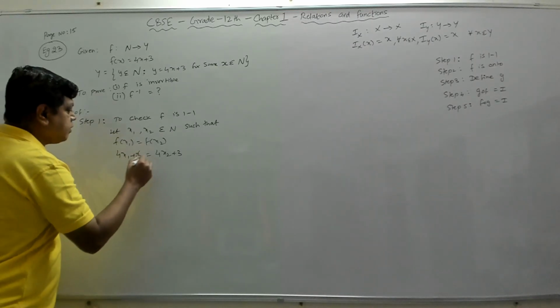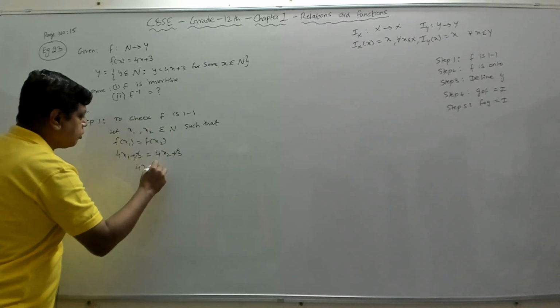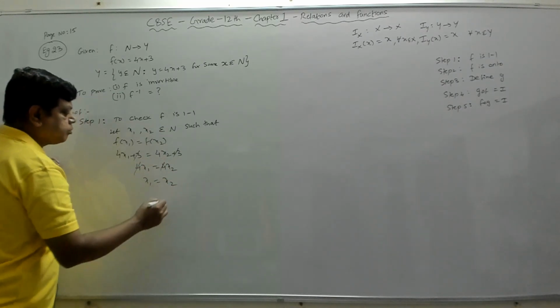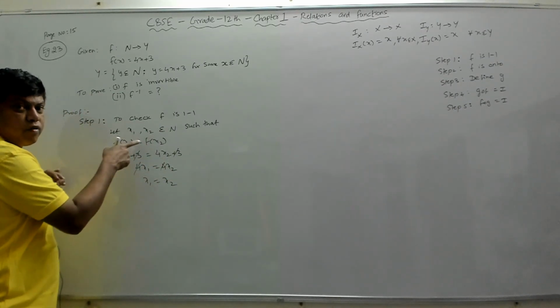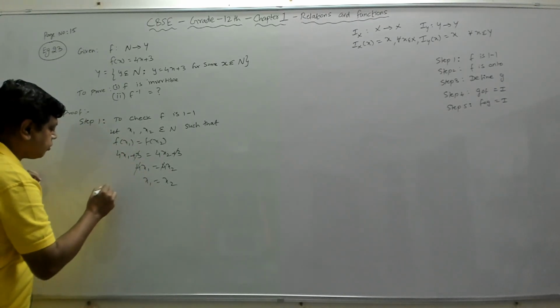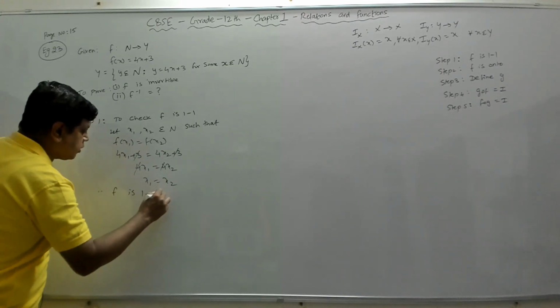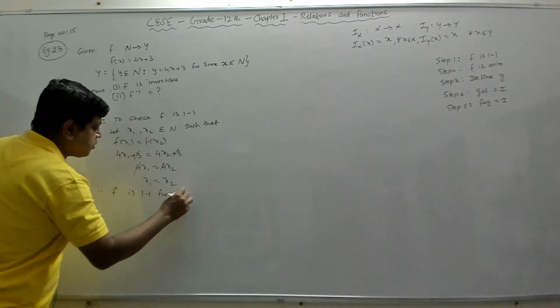Now again here 3 will get cancelled. We'll get 4x1 equals 4x2. Then again 4 gets cancelled. We'll get x1 equals x2. So we start with f of x1 equals f of x2 and we got x1 equals x2. Therefore f is a 1 to 1 function. So we are done with step 1.